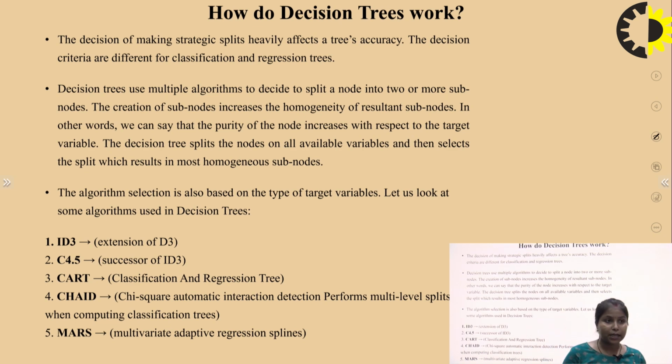So the algorithm selection is also based on the target variable or output variable. Let's look at some algorithms used in decision trees: the ID3 algorithm; the C4.5 algorithm, which is a successor of the ID3 algorithm; CART, classification and regression tree; CHAID, chi-square automatic interaction detection, which performs multi-level splits when computing classification trees; and MARS, multivariate adaptive regression splines.